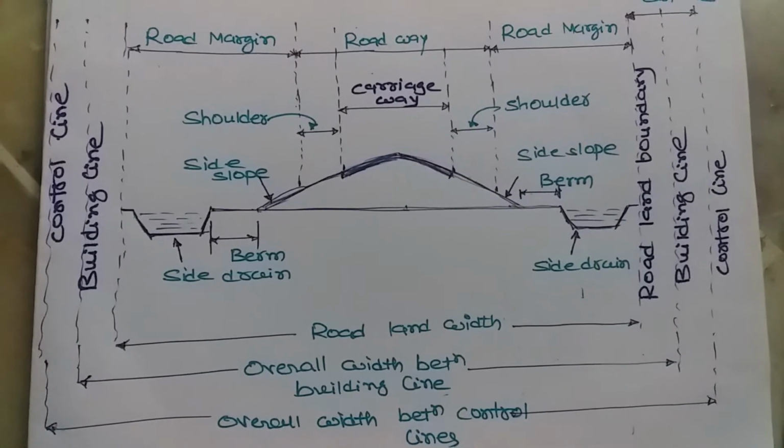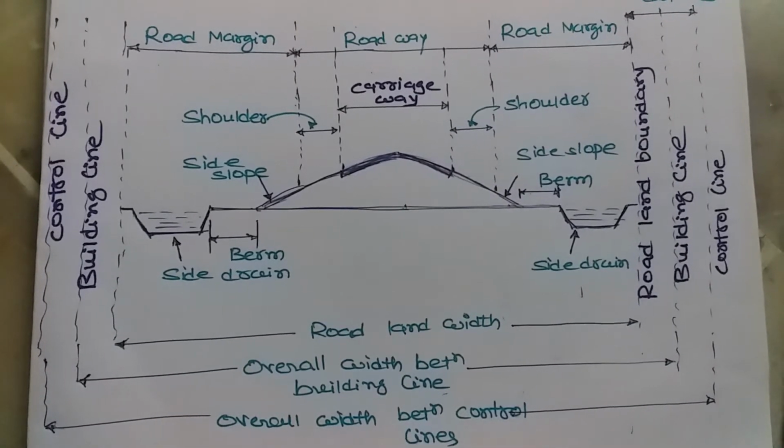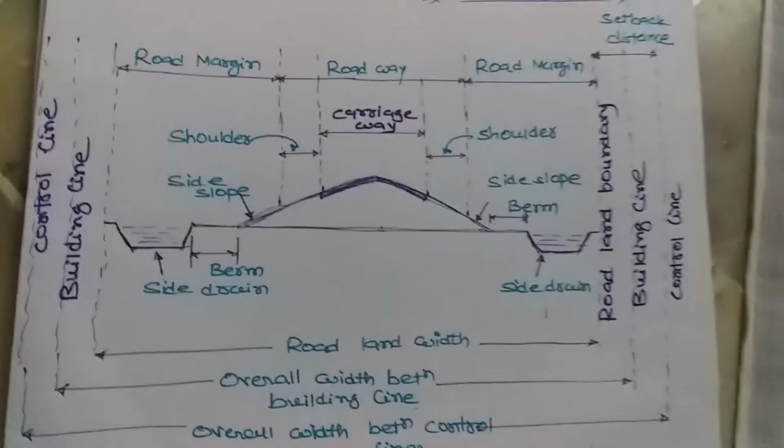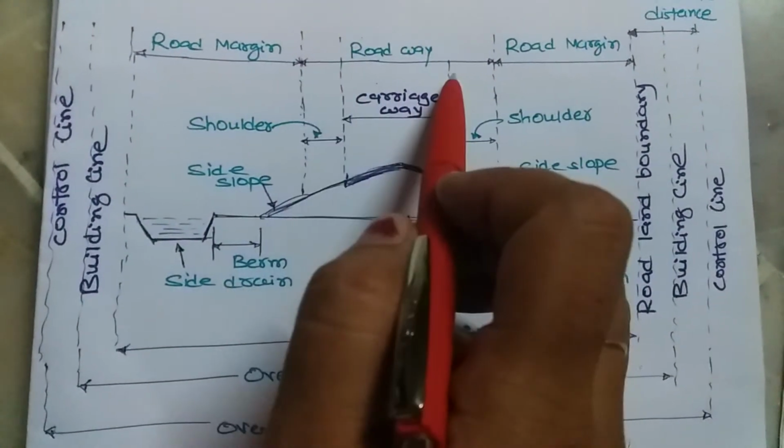The minimum shoulder width recommended by IRC is 2.5 meter. Okay, so you can say this is the roadway.